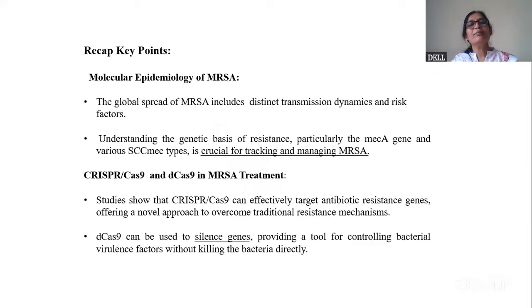So to recap, on the molecular epidemiology of MRSA, the global spread of MRSA includes very distinct transmission dynamics and risk factors. Understanding the genetic basis of resistance, especially the MECA gene and the various SCCmec types, is very crucial for tracking and managing MRSA. CRISPR-Cas and dCas treatment can effectively target antibiotic resistance genes, offering a novel approach. As we have seen, dCas can bring about silencing of genes, providing a tool for controlling bacterial virulence factors without killing the bacteria directly.